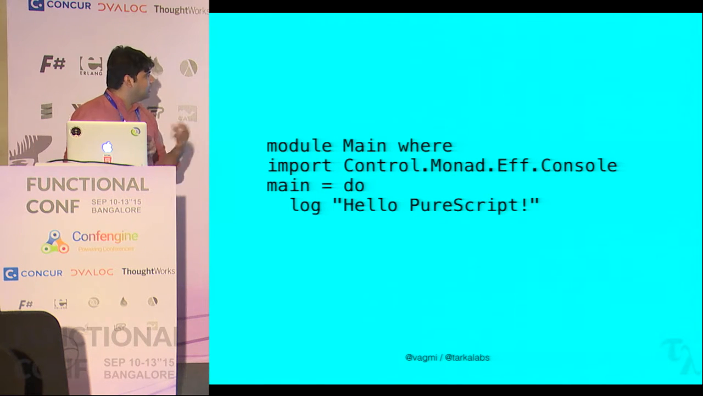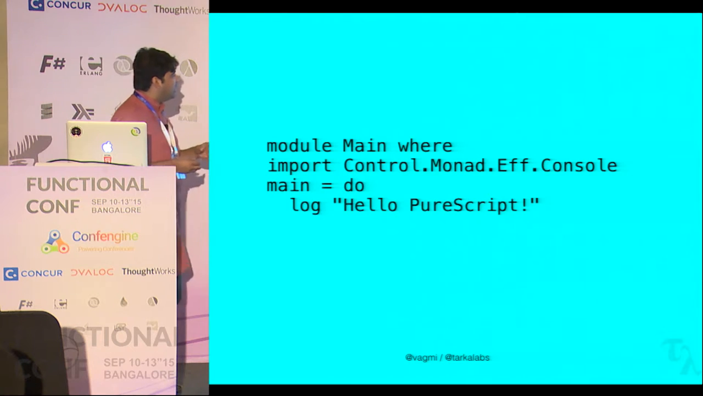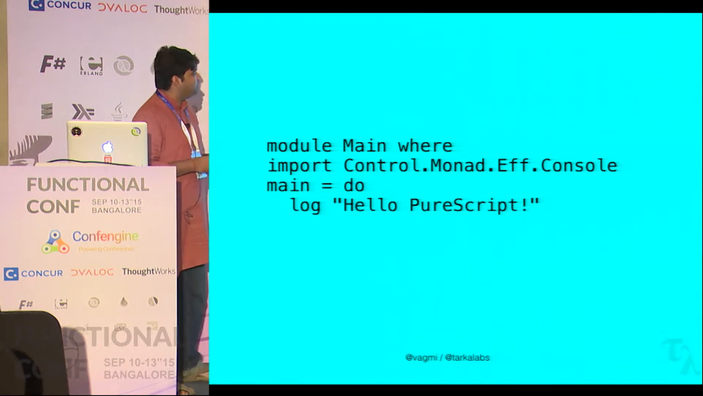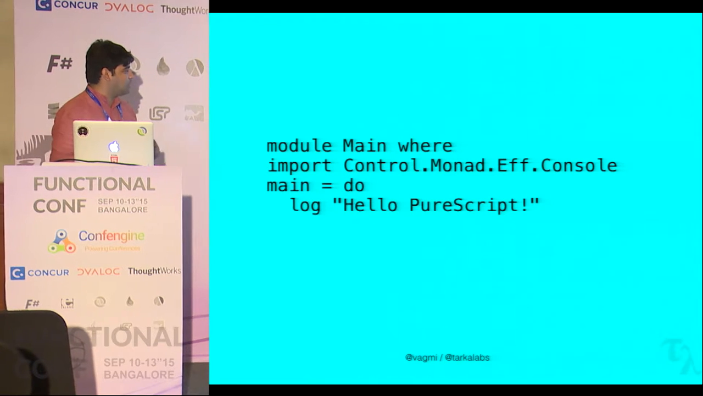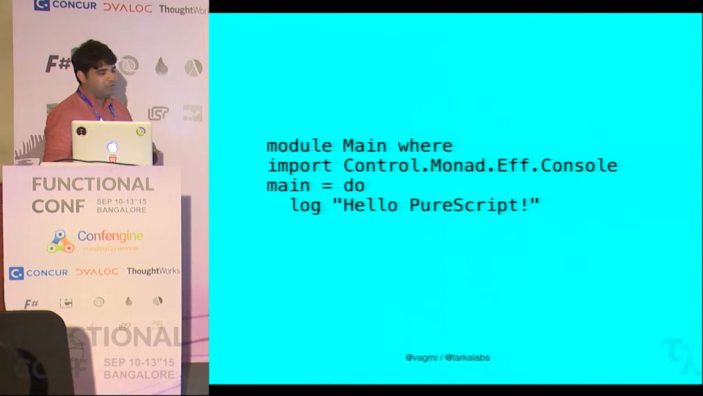Now, that's why you have a module here and this main function, and the main function just says log "hello PureScript", right? It just writes it to the log. But you have to see the do block in there. The do block basically says that this main function is going to have a side effect, and the kind of side effect is something that prints to the console.